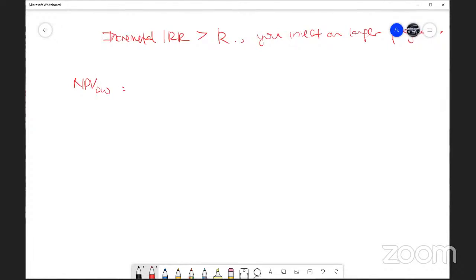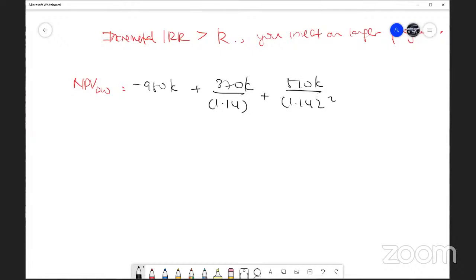Initial cash flow, negative 950K, plus 370K divided by 1.14, plus 510K divided by 1.14 to the power of 2. And lastly, 420,000 divided by 1.14 to the power of 3. So with the financial calculator, very easy. You already know how to do.